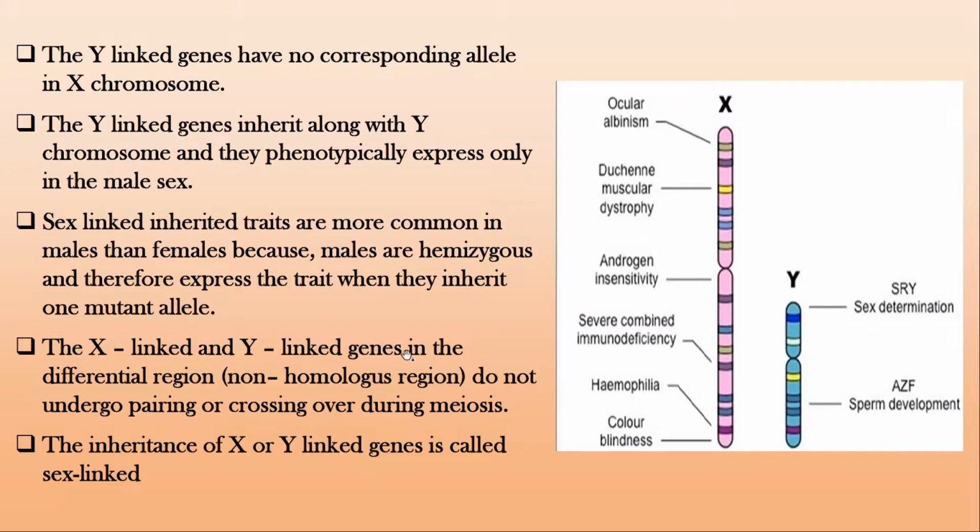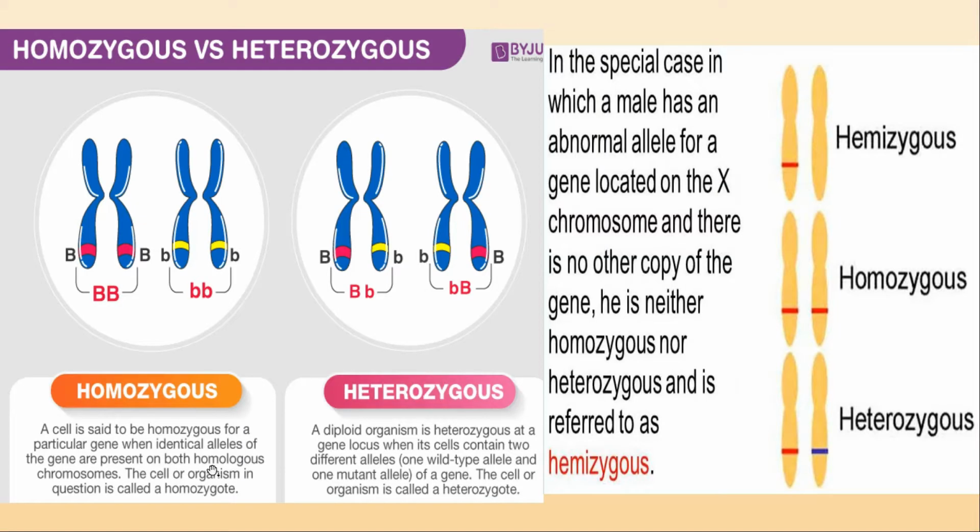The X-linked and the Y-linked genes in the differential region, that means the non-homologous region, do not undergo pairing or crossing over during meiosis. So the genes present in the differential region of the X as well as the Y will not get mixed or exchanged during crossing over in meiosis. So the inheritance of the X and Y-linked genes is called sex-linked inheritance.